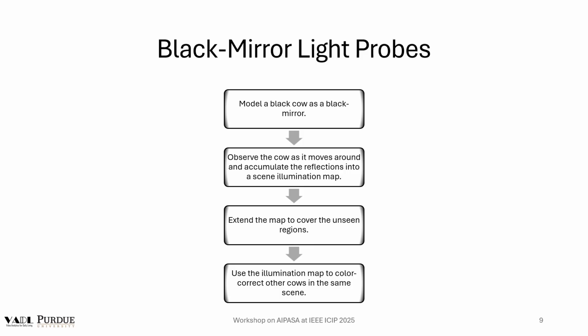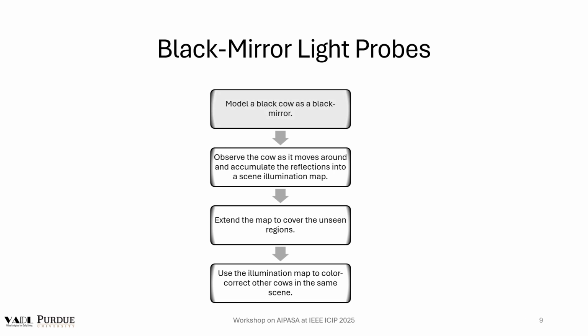We first model a black cow as a black mirror and then observe it as it moves around in the scene and accumulate its reflections into a scene illumination map. The illumination map is then extended to cover the unseen regions, which are the regions where the cow has not walked in the scene, wherever necessary. We then use the illumination map to color correct other cows in the same scene.